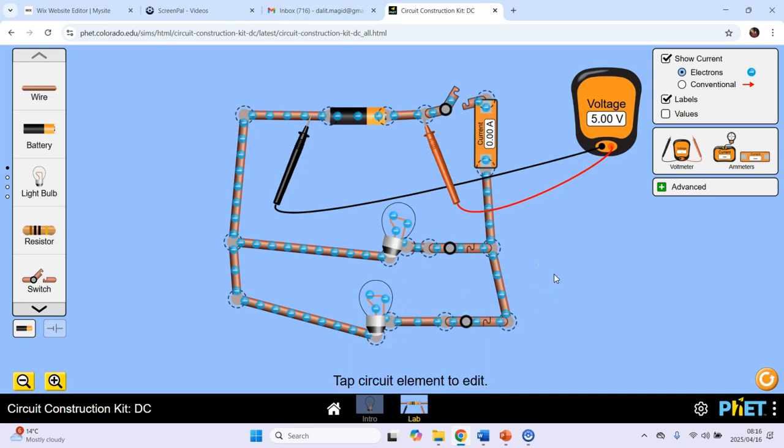Now what we learned is that as we add resistors in parallel, the total resistance goes down, therefore the current goes up. So we're now going to work out the total resistance, and then we're going to work out the current, and we expect the current to be higher than the 0.5 amps.